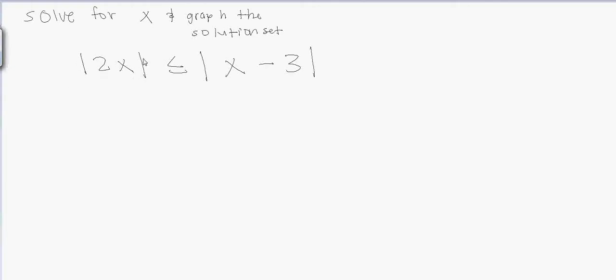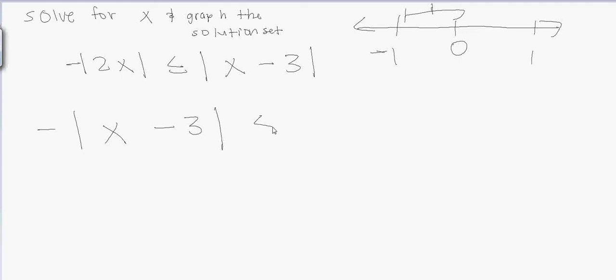Okay, because 2x is an absolute value, we know its distance from 0 on the number line can be either positive 1 or negative 1. The distance will still be 1, right? So it could be positive or negative, and when you divide by a negative, you write it as the value of negative x minus 3 is less than or equal to 2x, less than or equal to x minus 3.